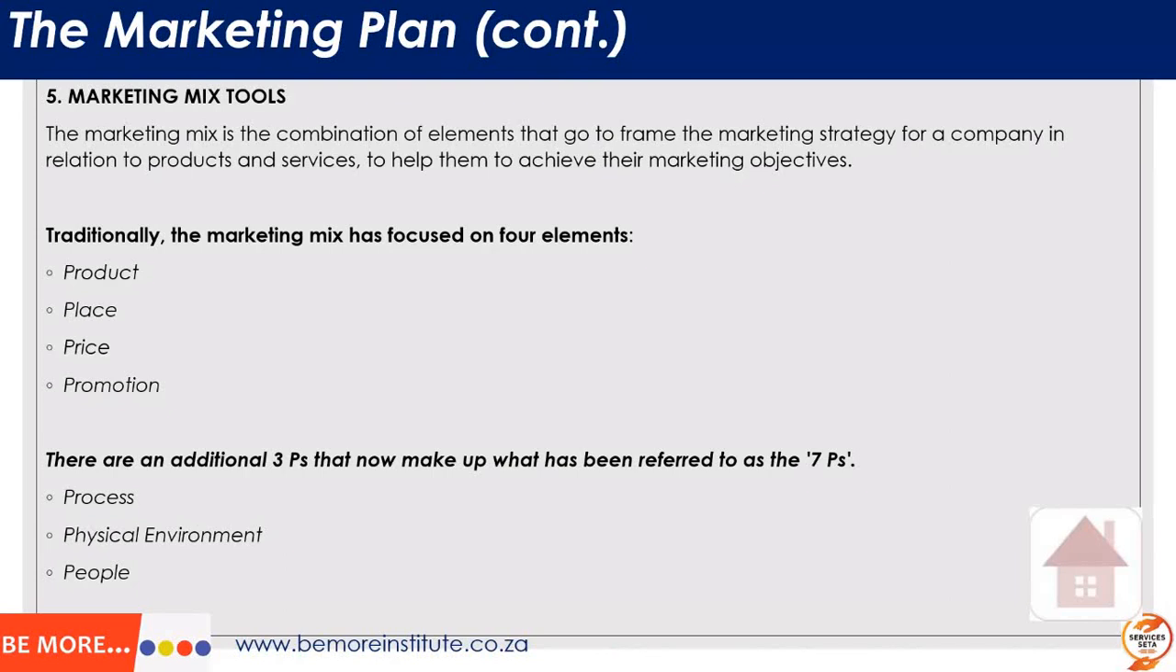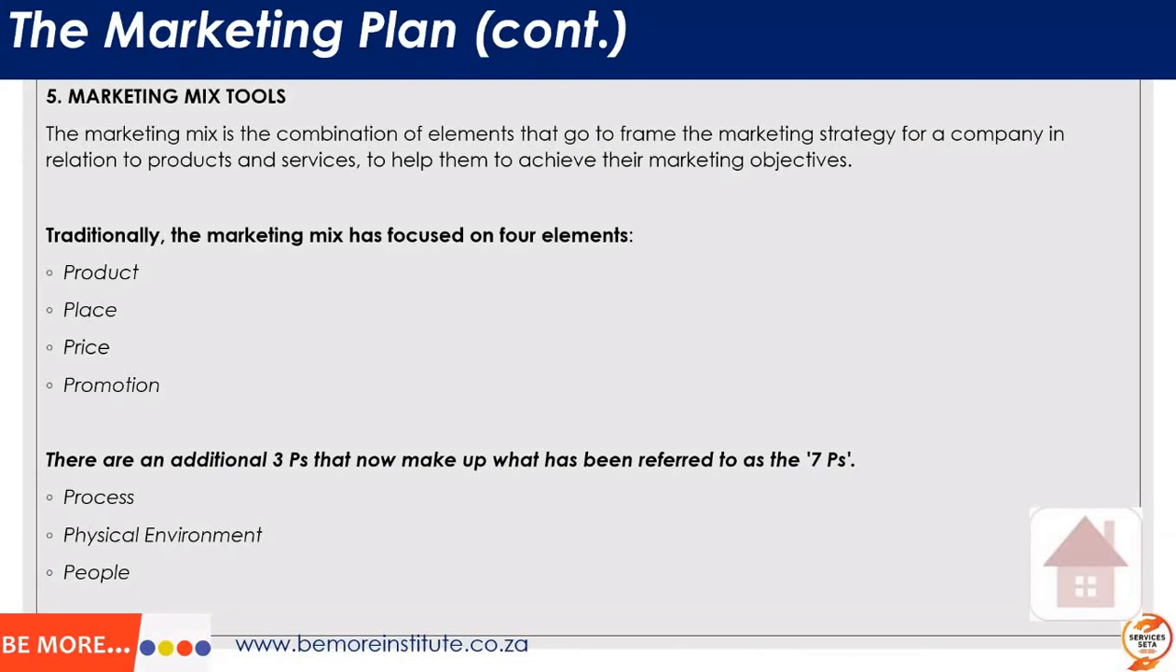All right. Thank you. The next step in the marketing plan is looking at the marketing mix tools. The marketing mix is the combination of the elements that frame the marketing strategy for a company in relation to products and services, to help them achieve their marketing objectives. The marketing mix has traditionally focused on 4 elements, which I think most of us have come across: the product, the place, the price, and the promotion.